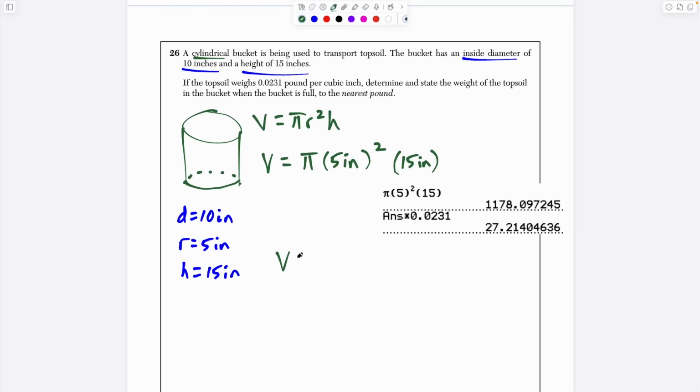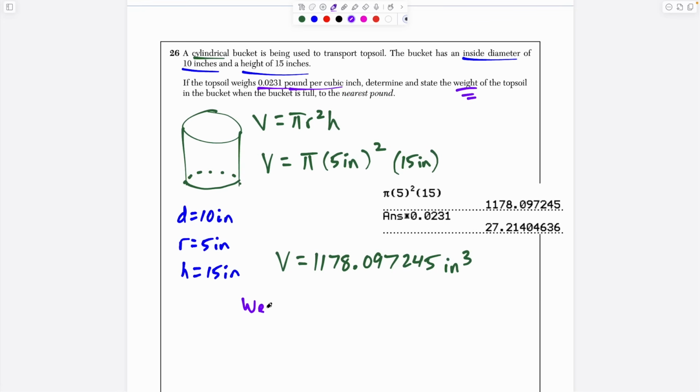So now I'll just write this out. I'll say the volume equals 1,178.097245, and the units here, we have inches squared times inches is cubic inches. Now, the reason why I like to show the substitution with the units is so that it's very clear that we're going to be multiplying the volume by this density here. Okay, so we're going to be doing the mass here of the topsoil. Well, we just say here at the end the weight, because they're saying determine and state the weight.